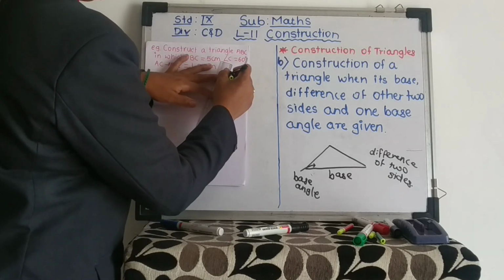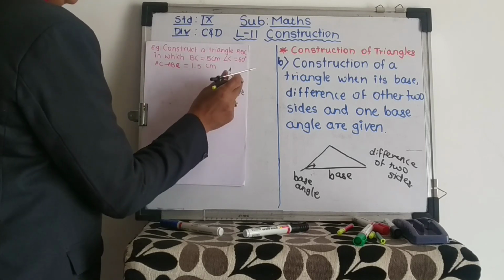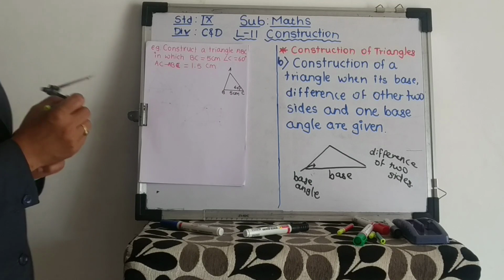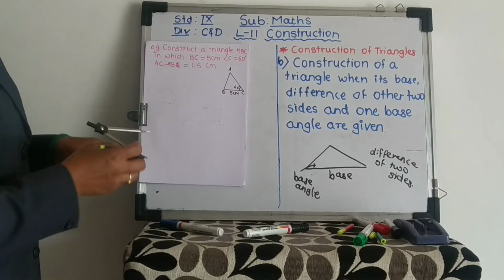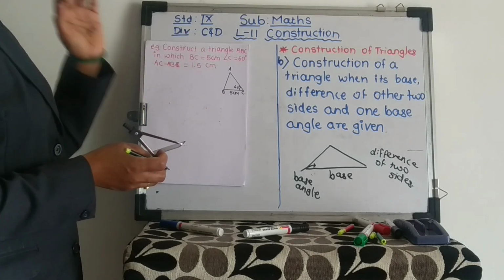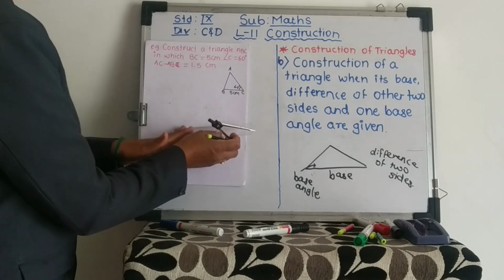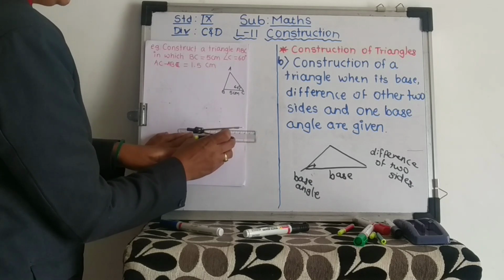Then AC minus AB. So I'll join it here. AC minus AB, so what is it? 1.5 centimeter. So let us draw here how we are going to do the construction. The similar way we did for the construction when the sum of the two sides is given, similarly we will draw here the base first, 5 centimeter.